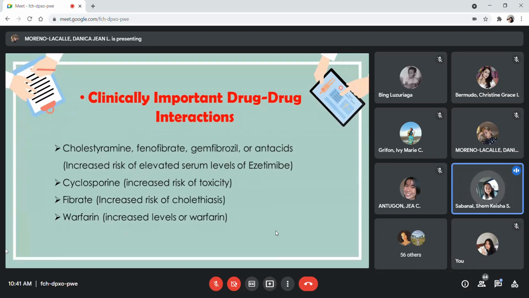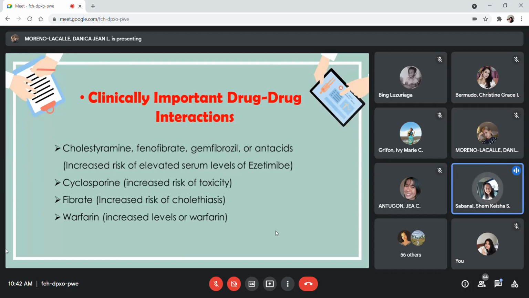So these are the clinically important drug-drug interactions. If they use this with cholestyramine, fenofibrate, or gemfibrozil, there is an increased risk of elevated serum levels of ezetimibe. Next, there is an increased risk of toxicity if cyclosporine is taken with it. If taken with a fibrate, there is an increased risk of cholelithiasis, also known as gallstones. And of course, for warfarin, there are increased levels of warfarin.